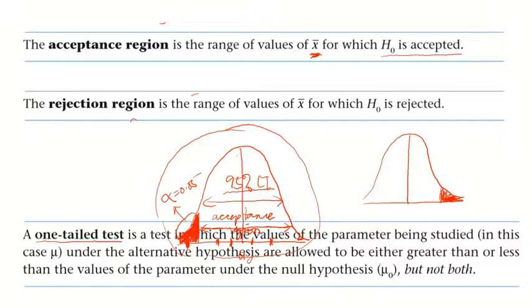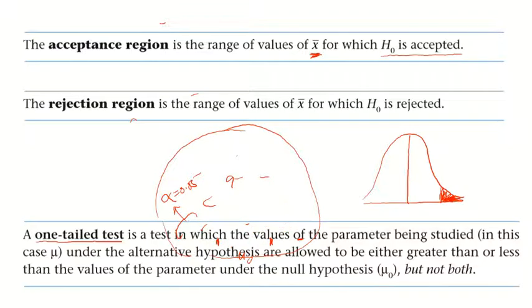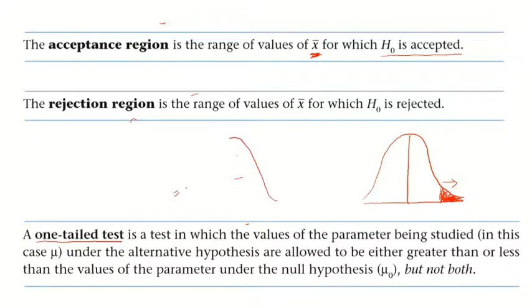In a one-tailed test, the values of the parameter being studied, in this case mu, under the alternative hypothesis are allowed to be either greater than, like here, or less than, like this one, the values of the parameter under the null hypothesis, but not both. So it can just be an or, less than or greater than. So that's a one-tailed test.